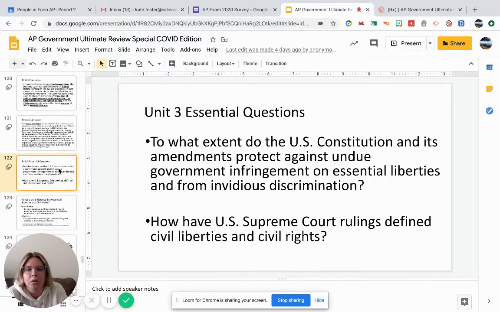Okay, Unit 3, essential questions. To what extent do the U.S. Constitution and its amendments provide against undue government infringement on essential liberties and from invidious discrimination?